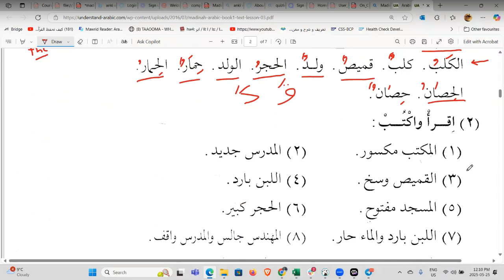The next exercise is about nominal sentences. What you do here is we will take turns reading one line, and then you tell us what the sentence means. So you want to start at the line? Al-maktabu maksurun.